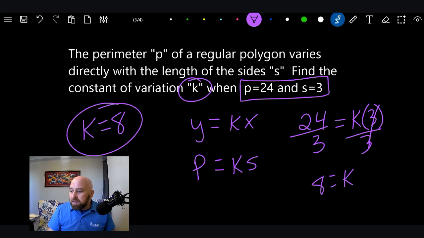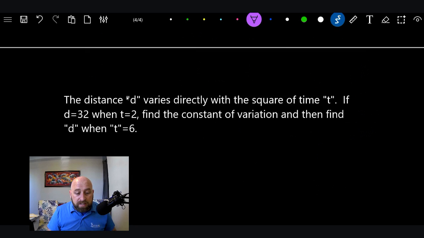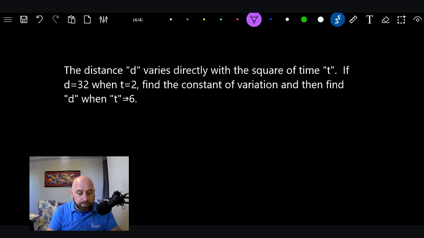Let's do one more. And if you're wondering where I am in the book, sorry, I kind of left you in the dust a little bit there. I am on page 454 right now, 454. I'm going to do example 12.1D. We'll do one more example, and then we'll be done with this lesson.